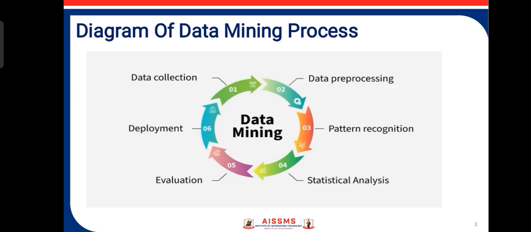First step is data collection. In this step, data is collected from different sources such as databases, data warehouses, files, and online system. Example: student details from college database, sales data from shopping websites. This data is usually raw and unorganized.